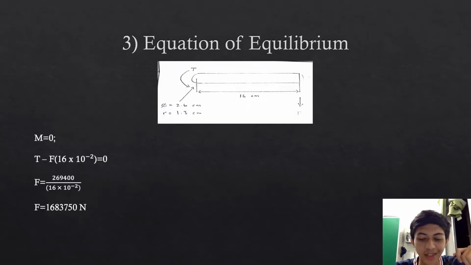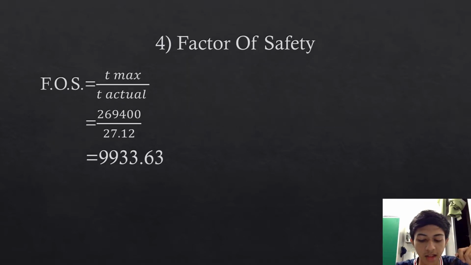Then, by using the equation of equilibrium, we can find the maximum force that can be applied to this wrench, and we get F equal to 168,370 Newton. And at last, we calculate the factor of safety, and we get 9933.63, which is a very high value, and it ensures that this wrench is safe to use.